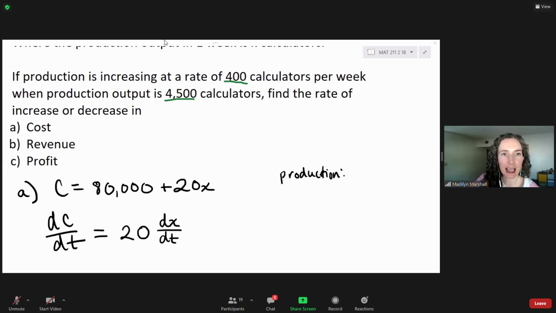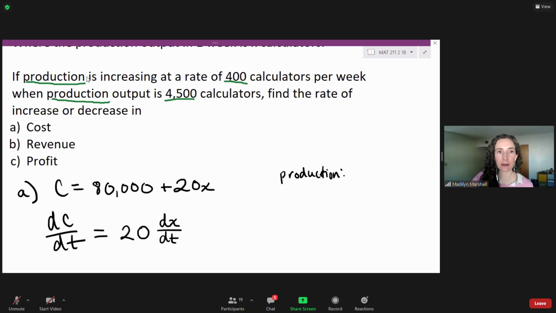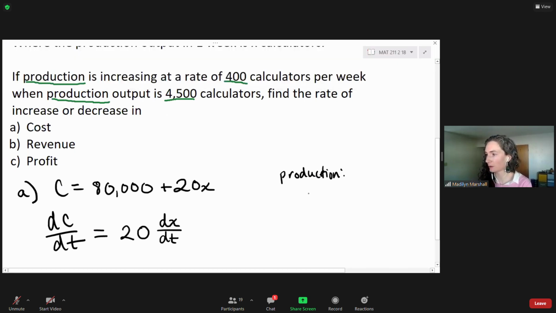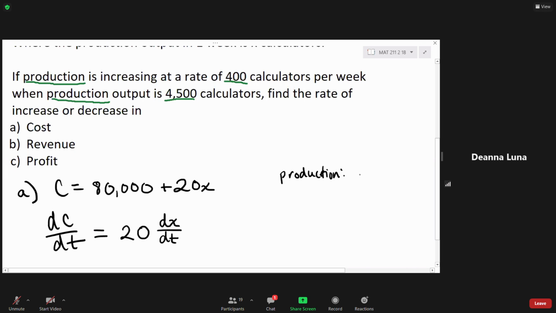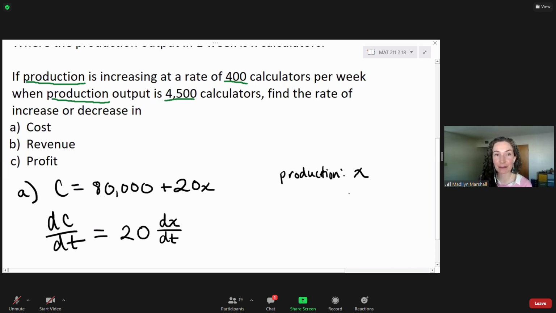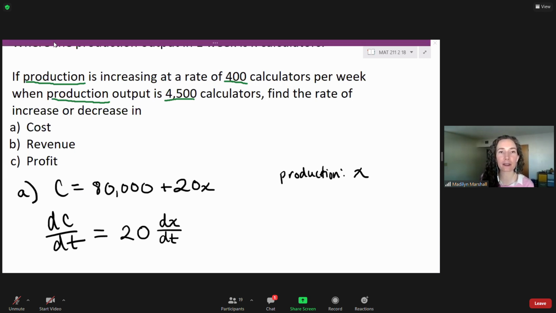This question is saying production is increasing and production output. What variable represents production? X, exactly, yes. So our production is X. I threw in P as one of those options just to try to be tricky. It didn't really work. So production is increasing at 400 calculators a week, and production output is 4,500 calculators. Those are the two numbers we have.